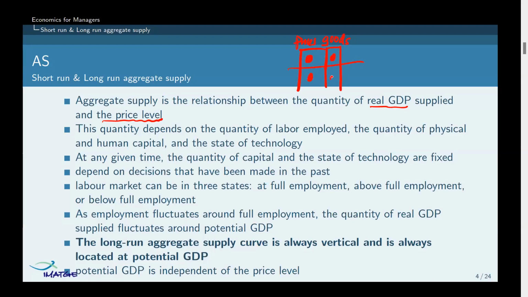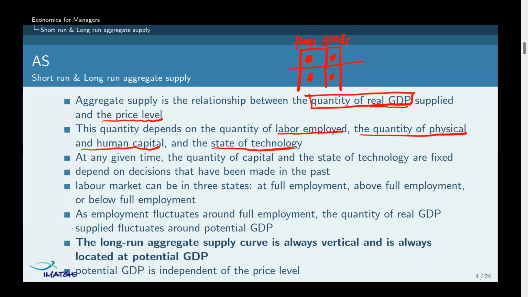At this price, this volume of goods is supplied. So when you're looking at the aggregate supply curve, or aggregate supply in general, we are looking at the relationship between the quantity of real GDP supplied and the price level. Which quantity are we talking about? We are talking of the quantity of real GDP which is supplied in the economy. What does it depend on? It depends on the quantity of labor employed in the economy, the quantity of physical and human capital, right? And then it also depends on the state of technology that we have in the economy.